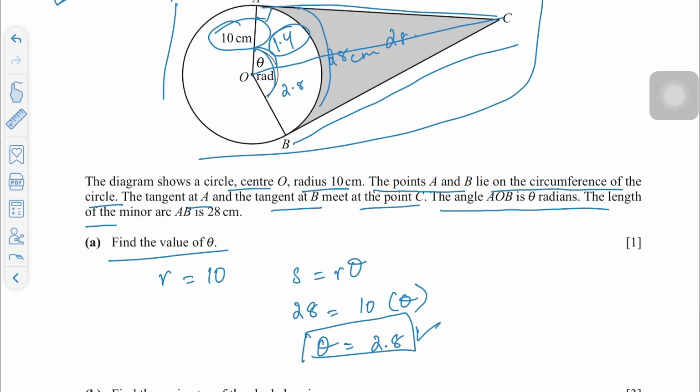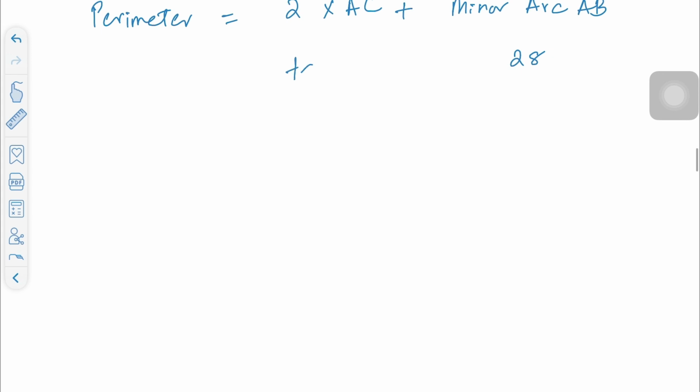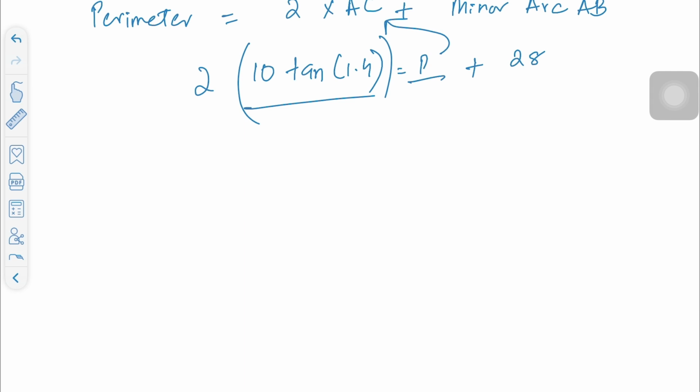this is given, and this we have to calculate. So this is basically perpendicular, this is base, we have to use the tan formula. So this would be tan 1.4, and this is basically perpendicular over base. We have our base as 10, so this 10 would be multiplied, and this would be AC, right? So we have to add this 10 tan 1.4 and then multiply it by 2 and then add it to 28. So we get our final answer as 20 tan 1.4 plus 28.